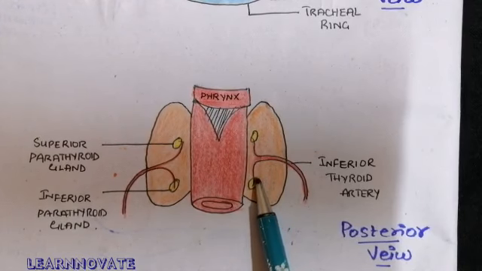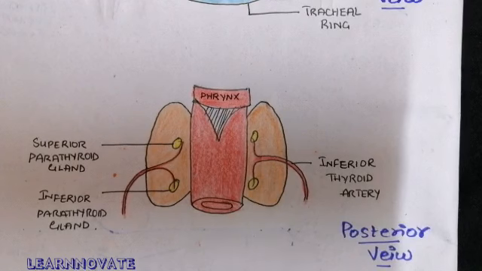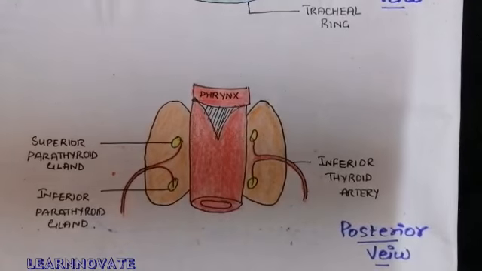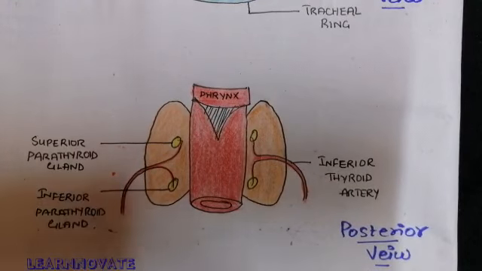The function of the parathyroid gland is to release the parathyroid hormone, and the anatomy is shown in this diagram: they are located on the posterior surface of the lobes of the thyroid gland, and they have their blood supply from the inferior thyroid artery. Now coming to the vasculature of both the thyroid and the parathyroid gland.